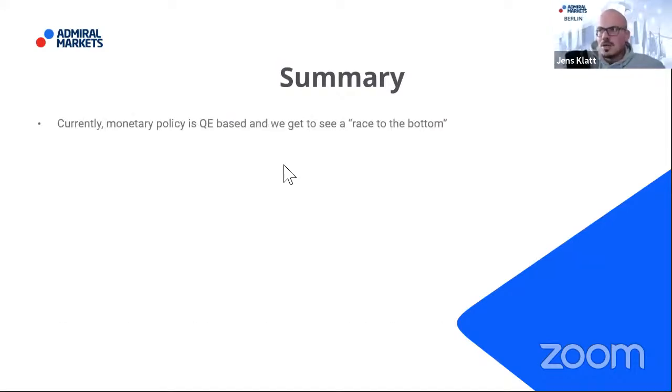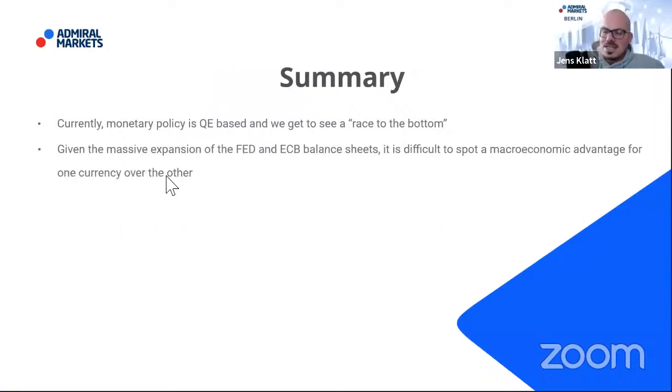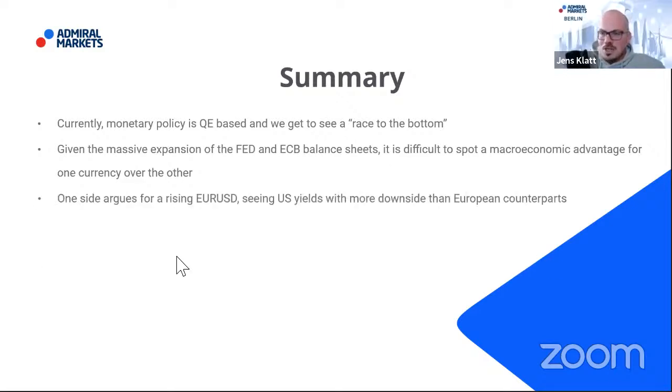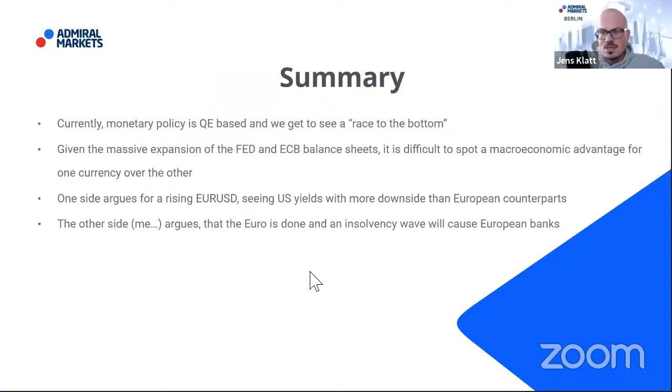So currently the monetary policy is QE based, and we get to see a so-called race to the bottom. And given the massive expansion of the Fed and ECB balance sheets, it is difficult to spot a macroeconomic advantage for one currency over the other. If you put a gun to my head and say, okay, EUR/USD, which side do you pick? Well, I could argue one side, that EUR/USD will rise, since US yields have more downside potential than their European counterparts, as shown in terms of the US versus the European yields, German yields in this context.